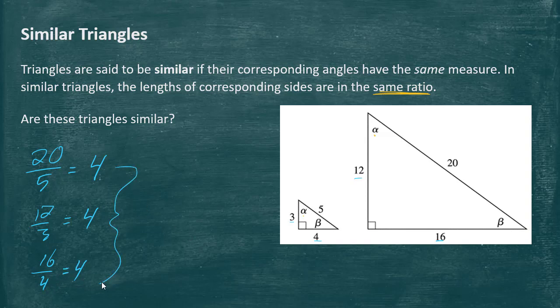So since all three of those agree, it technically gives me the scale factor from the big shape. Actually, no, it's more from the small shape to the big shape, because I would multiply it by 4 to scale it up. So that does give me the scale factor is 4. But again, because all of those are the same, I can go ahead and say, yes, the triangles are similar.